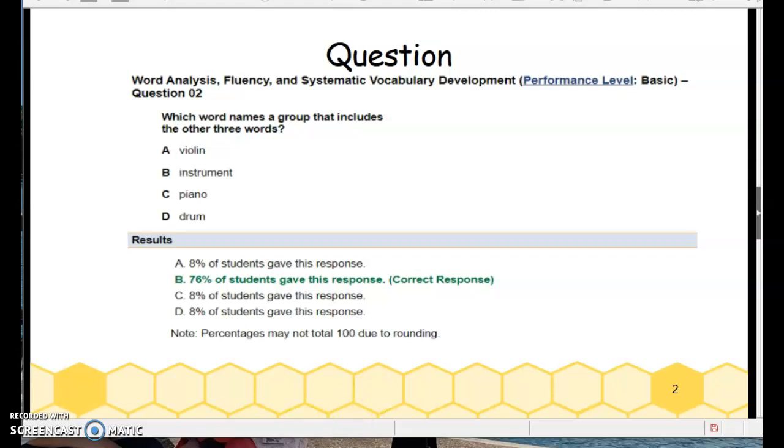I chose a question from the STAR test for third graders at the basic level designed to assess word analysis, fluency, and systematic vocabulary. The question is, which word names a group that includes the other three words? A. Violin, B. Instrument, C. Piano, or D. Drum? The results for this are about 1 in 4 students get it correct, so it seems like it's pretty easy or it's pretty well written, one of the two.